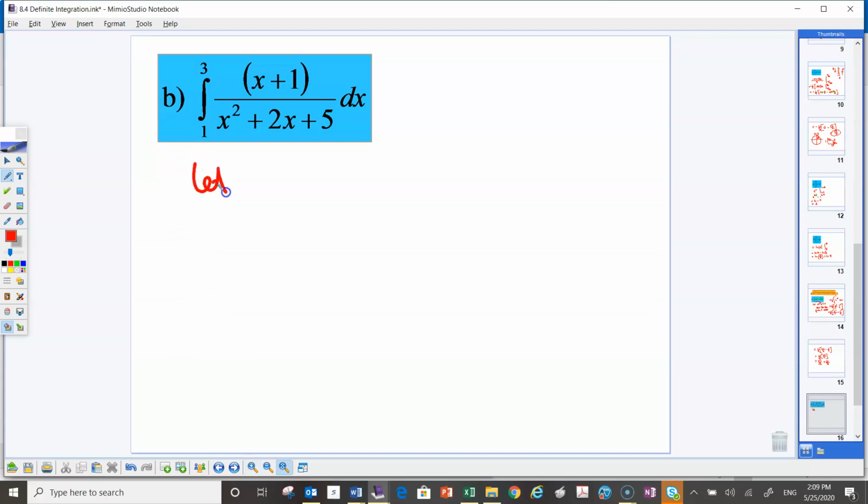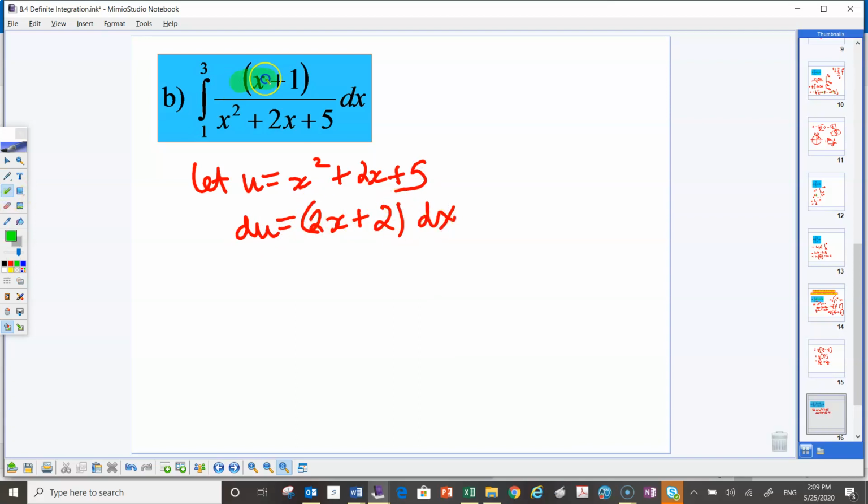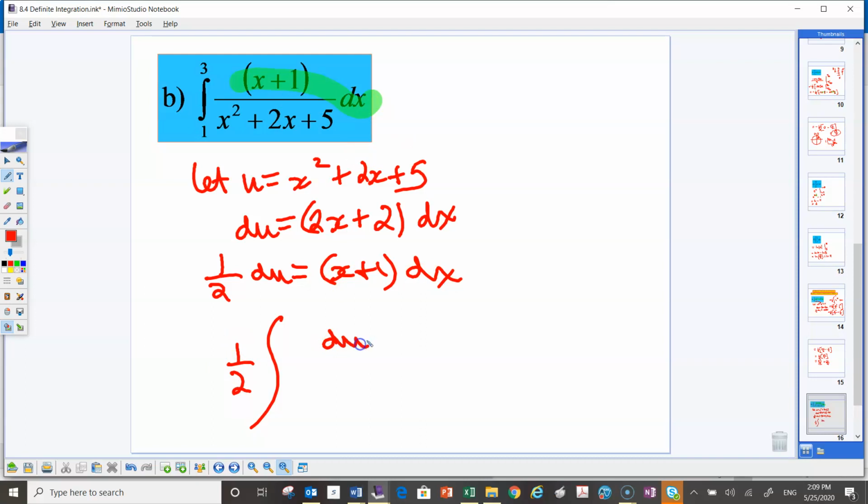And this one here, I would let u equal x squared plus 2x plus 5. So du would be 2x plus 2 dx. But notice I only have an x plus 1 dx. So if you divided everything by 2, you'd get 1/2 du is x plus 1 dx. So now, in place of the x plus 1 dx, I can put 1/2 du, and in place of the x squared plus 2x plus 5, you could put u.